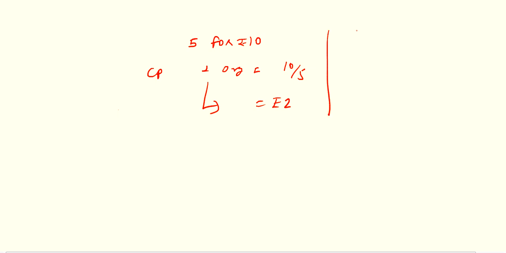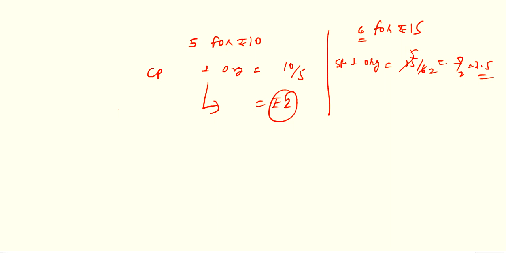Then sold at 6 for 15, means 6 oranges sold at rupee 15. So the selling price of one orange equals 15 by 6, which is 5 by 2, means 2.5. So cost price is rupee 2 while selling price is rupee 2.5. Clear? So selling price is greater than cost price, so this is the case of profit.